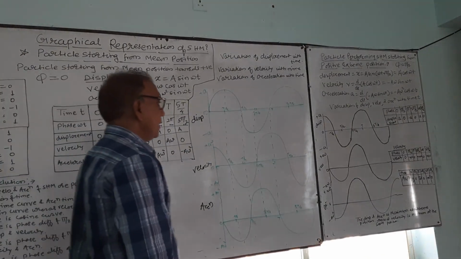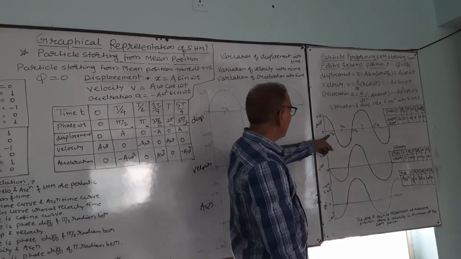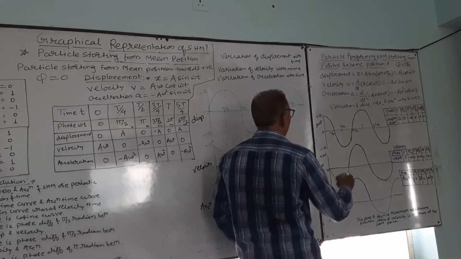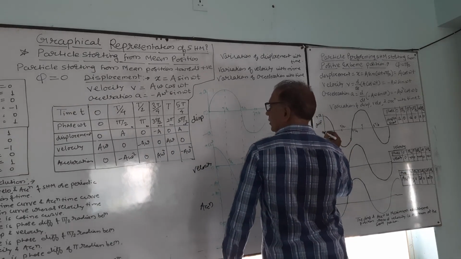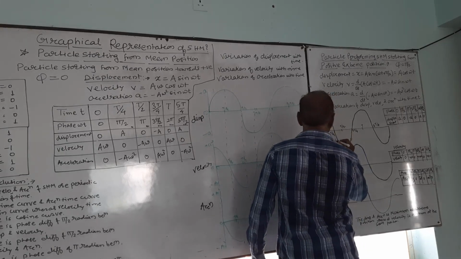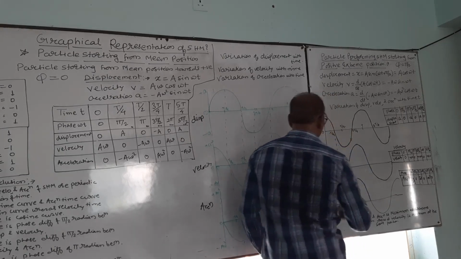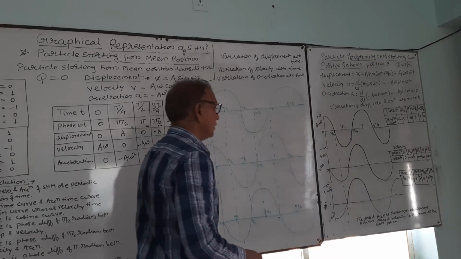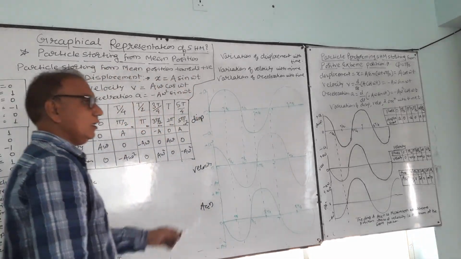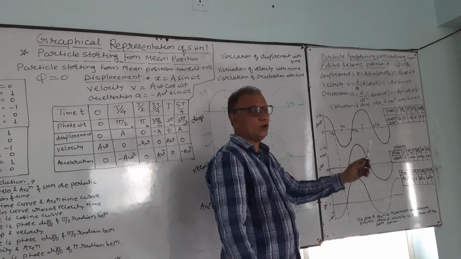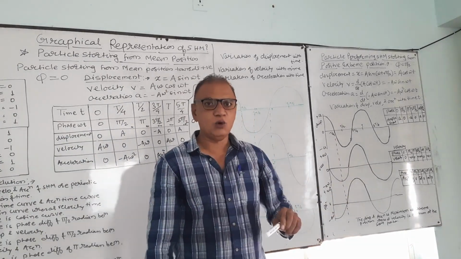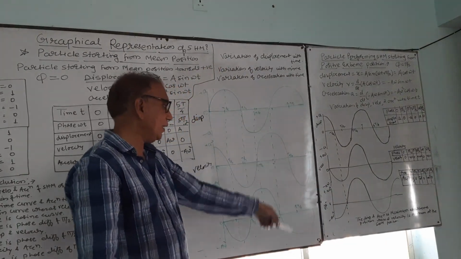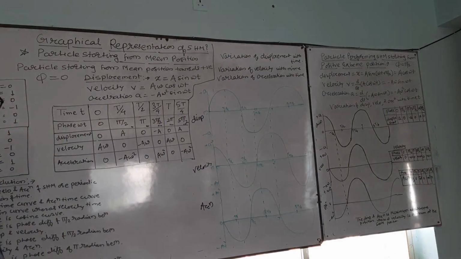There is a phase difference of pi by 2 radian between displacement and velocity. Again, there is a phase difference of pi by 2 radian between velocity and acceleration.